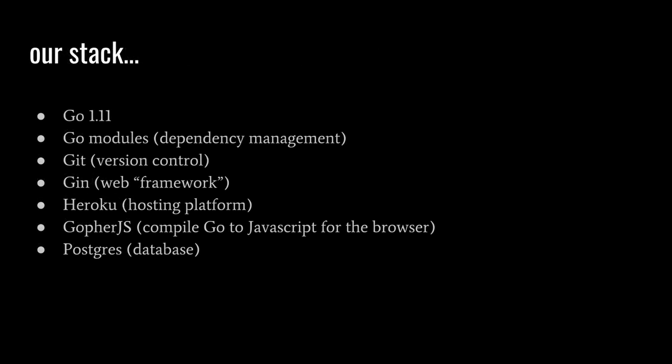So in our stack, we're going to be using Go 1.11, and it's important to use the latest version because it has this new feature, Go Modules, which is a new way of doing dependency management built into the Go tool itself. So we're not going to use Go Vendor or Go Deps or any of those alternative dependency management systems. We'll use Git, of course, for version control like most people do these days.